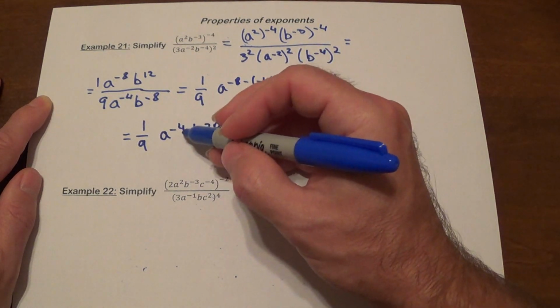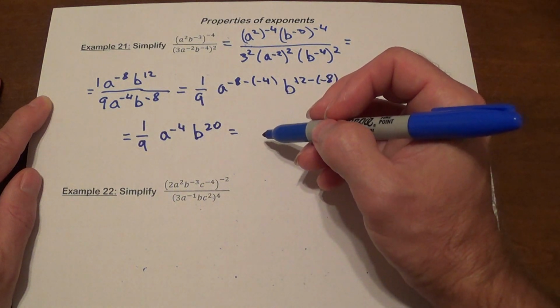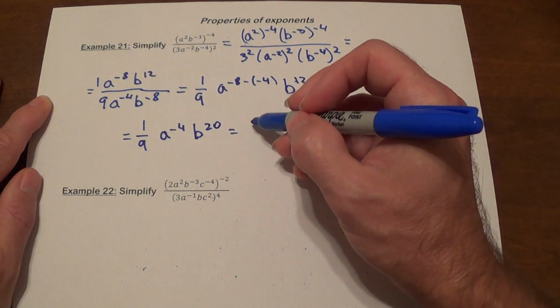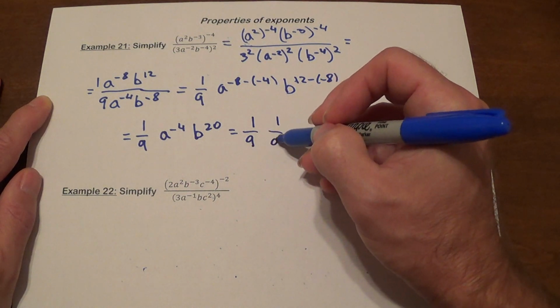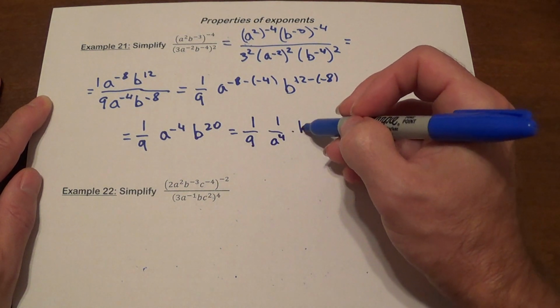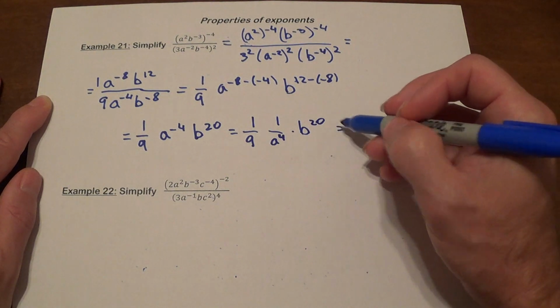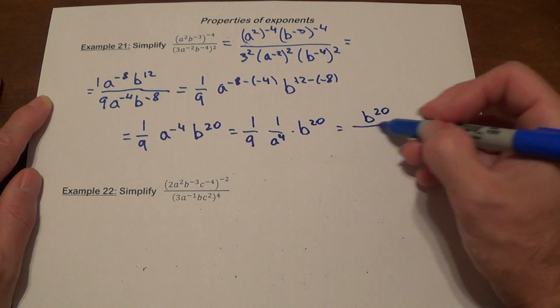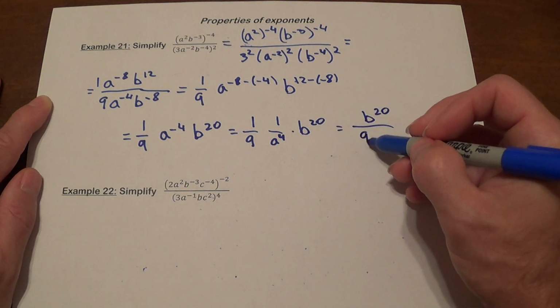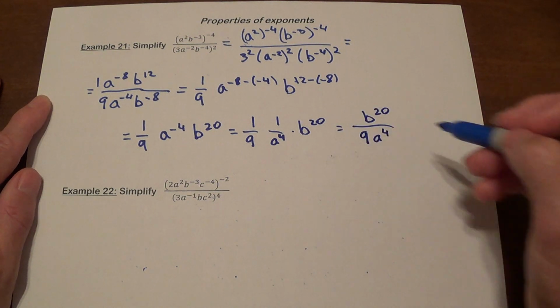So what has negative exponents still, remember we do not leave negative exponents on our final answers. So 1 over 9 times 1 over a to the 4th times b to the 20th. So 1, 1 and b to the 20th go on top, so it's b to the 20th. And the bottom is going to be 9a to the 4th.